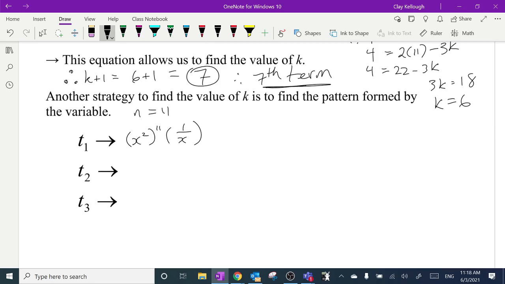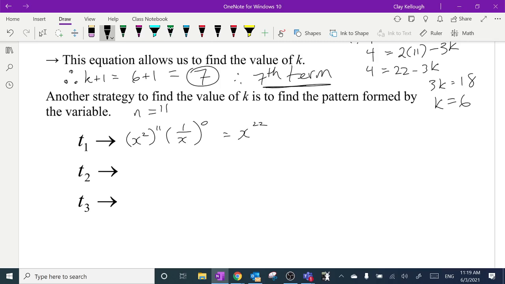If there's people going, how come you didn't include the negative 2? We don't need the negative 2, because we don't need coefficients. We're just worried about which one of these is going to end up having x to the 4. We don't care what comes before the x to the 4. So this has an exponent of 0, right? So that would be x to the 22.